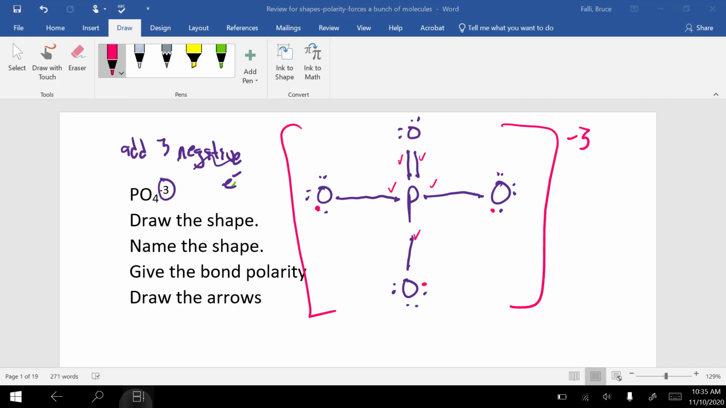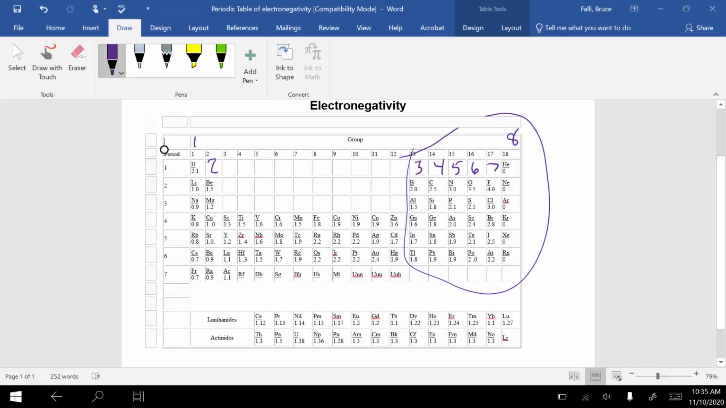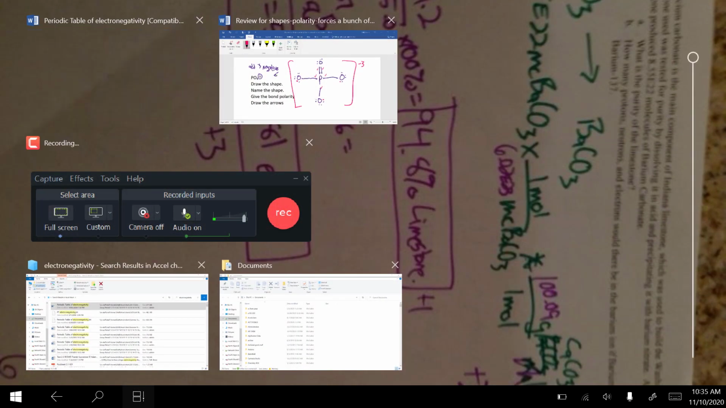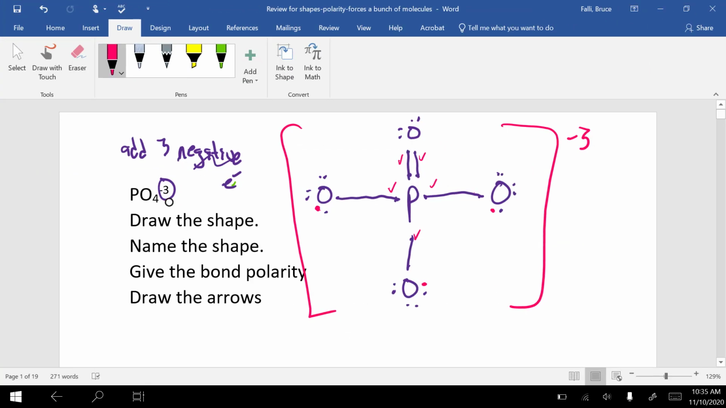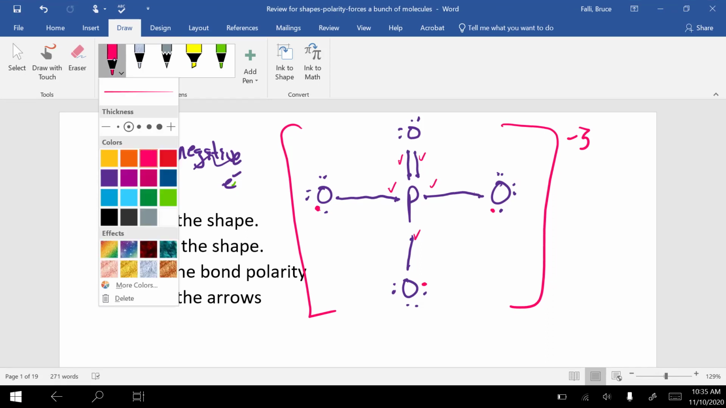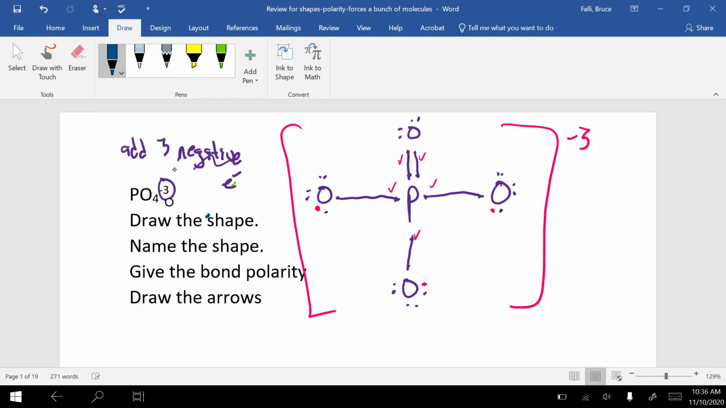So I'm going to double check to make sure that phosphorus is actually allowed to break the octet rule. Remember, this is period 1, period 2, period 3. Phosphorus is in the 3rd period, so it's allowed to. So that's okay. I'm going to name this shape. This shape has 4 regions. When I look at my shape sheet, if I have 4 regions and no lone pairs, the name of the shape is tetrahedral.